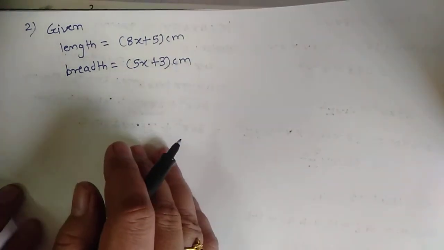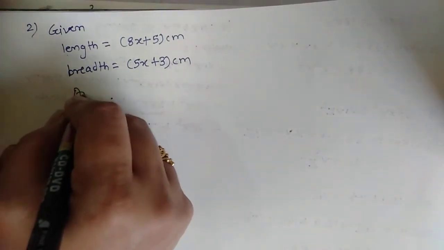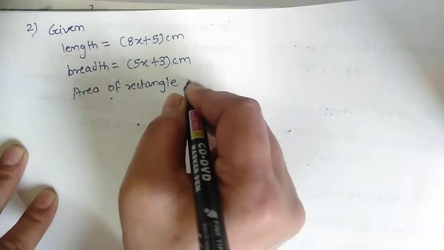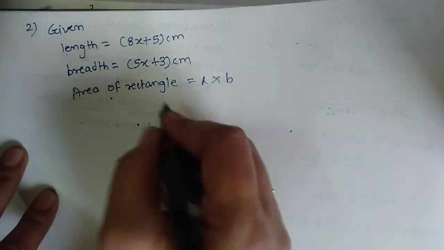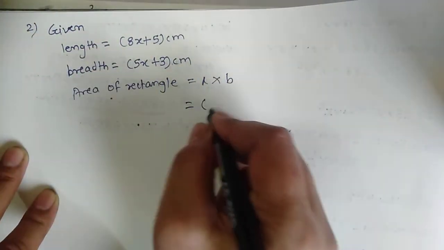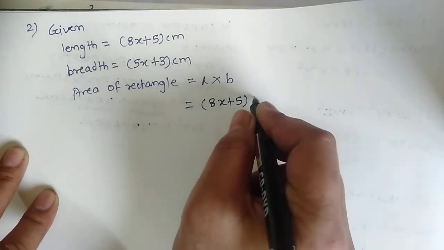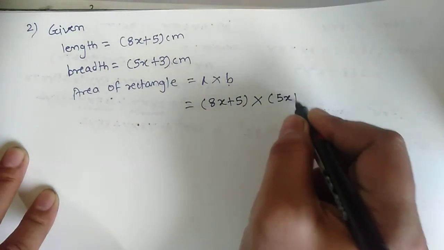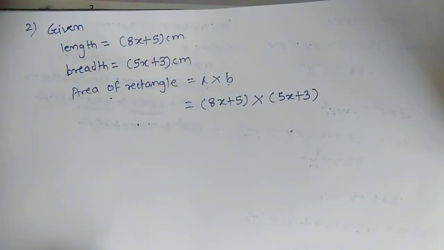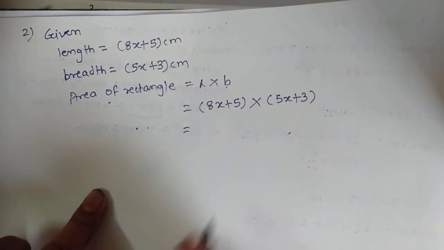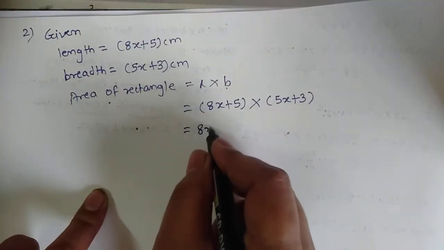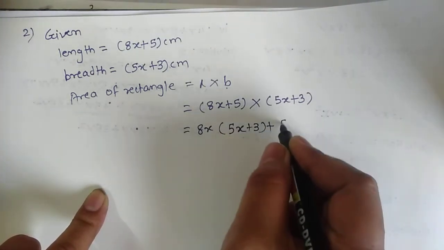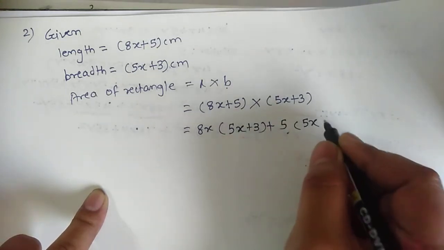Now we know how we calculate the area of rectangle. So area of rectangle is equal to length into breadth. So put the values. What is the length? 8x plus 5 multiply by what is the breadth? 5x plus 3. Now take the multiplication. So 8x multiply with the second bracket 5x plus 3 plus 5 multiply by second bracket.